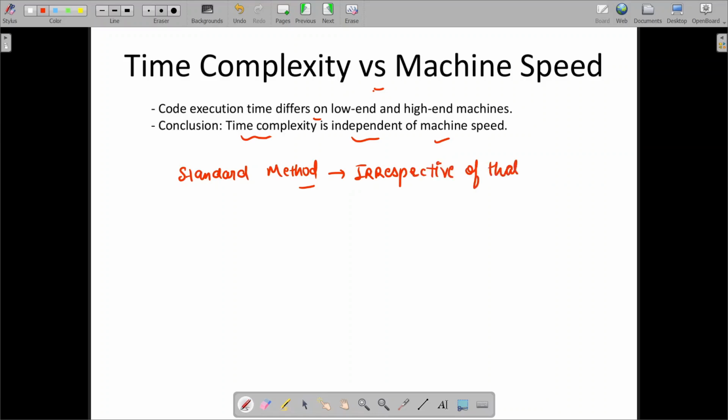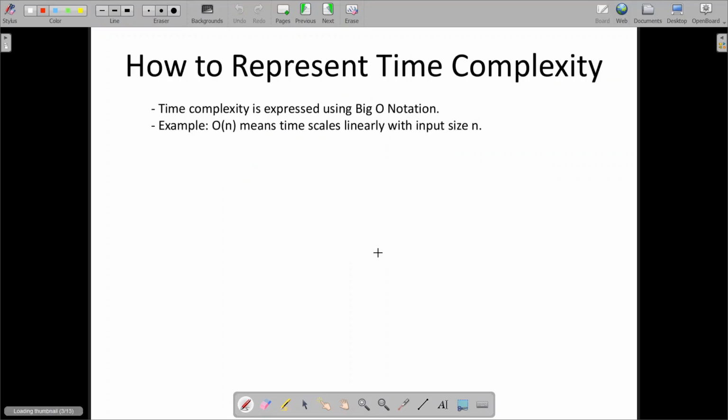So what's the idea now? How will we compare the time complexity of an algorithm? In coding terms, we represent it with this big O. This is called big O, and I will tell you more later. It is literally big O.